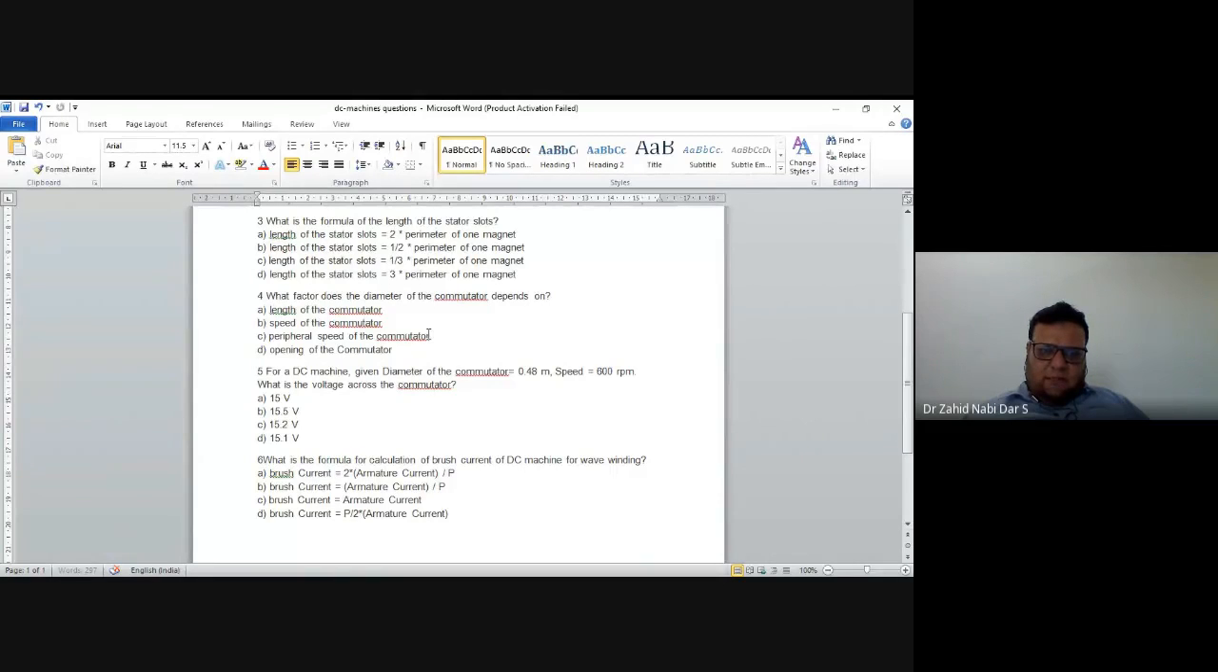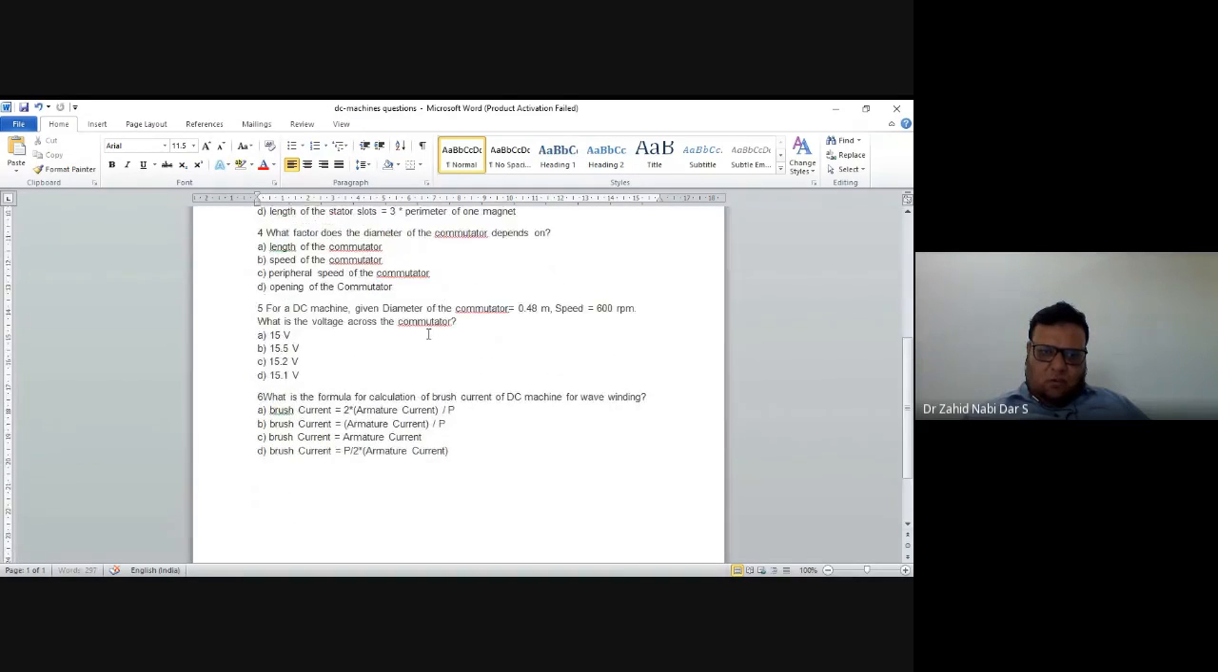So length of the stator slots is equal to 2 into perimeter of 1 magnet. Length of the stator slot is equal to half into perimeter of 1 magnet. Length of the stator slot is equal to 1/3 into perimeter of 1 magnet. Length of the stator slot is equal to 3 into perimeter of 1 magnet. This is question number 3.